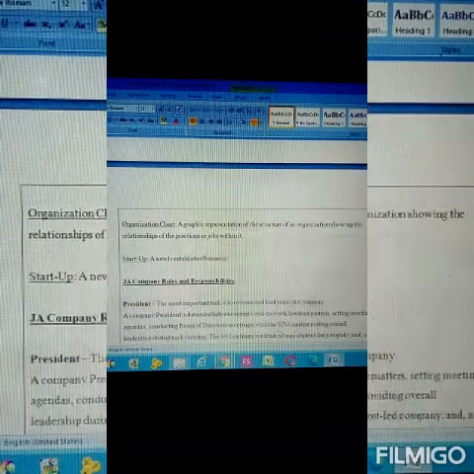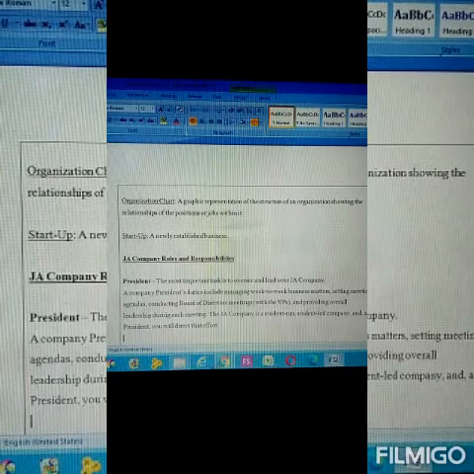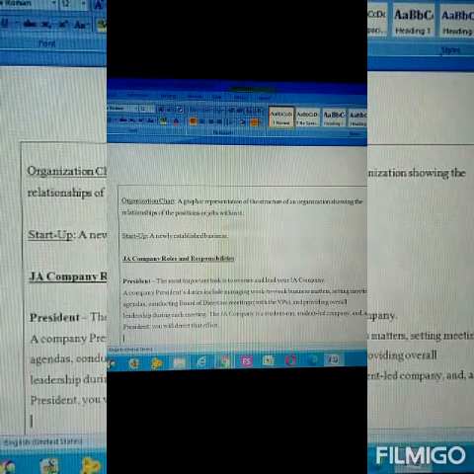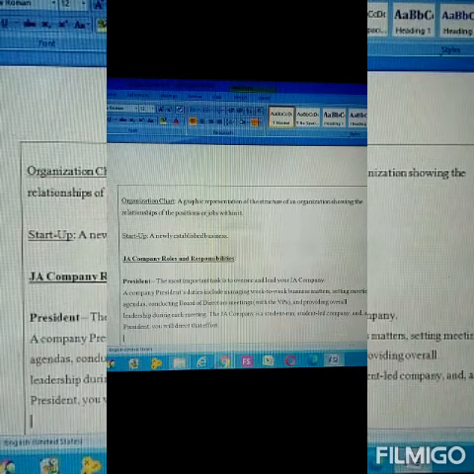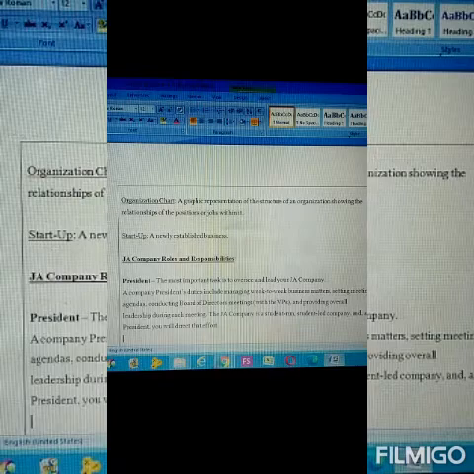I want you to remember, though, that the organizational chart represents the structure of an organization, showing the relationship of the positions or jobs within. So what it shows is who is at the top, the position of the person. Remember when we looked at that?